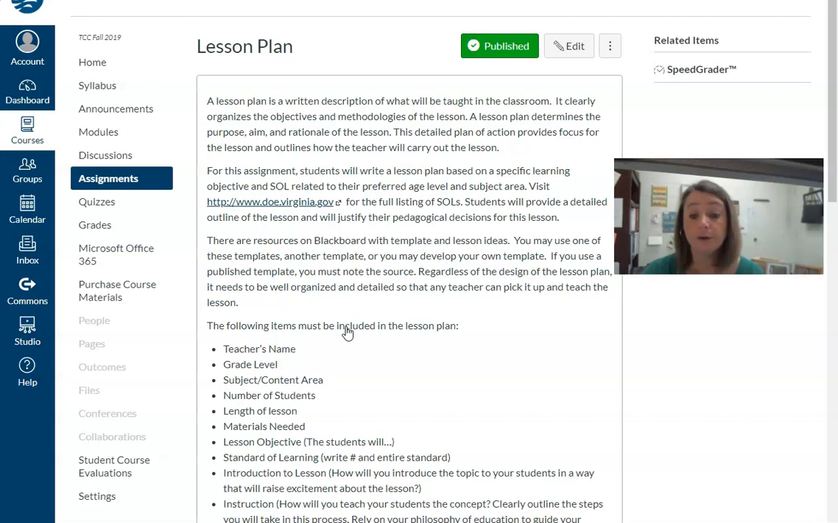And so you are going to be putting together a lesson plan for the grade that you're interested in, and then subject matter, an activity, a topic that you would like to plan a lesson for. This is not a unit. This is simply one lesson that you would teach.